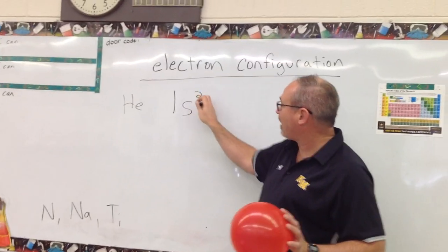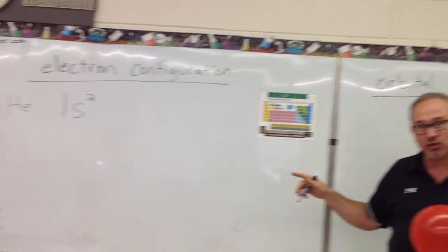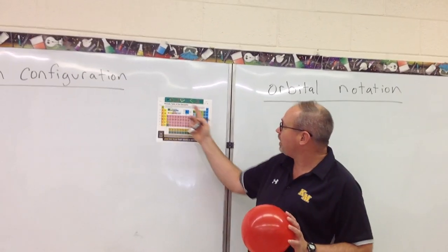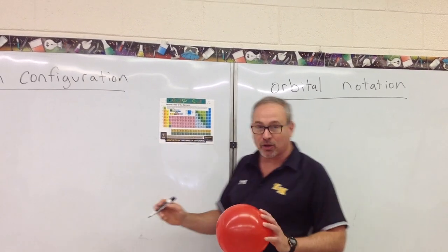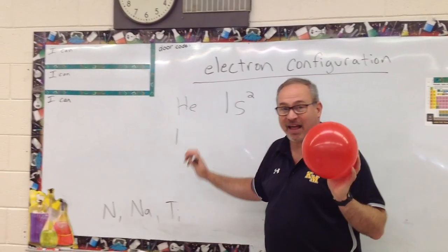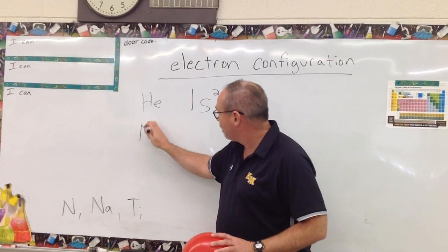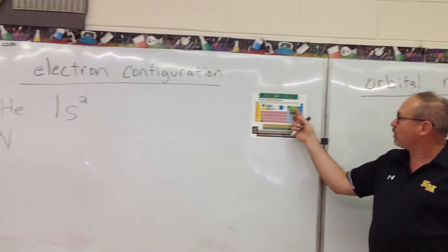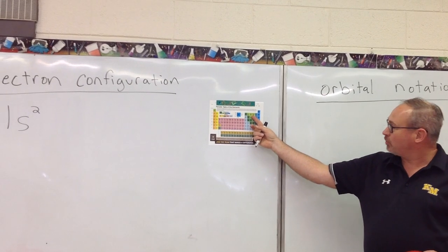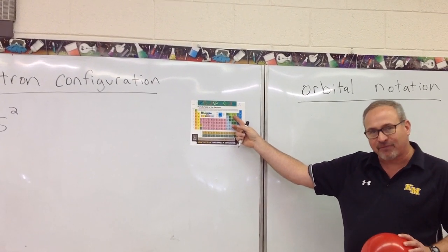Now let's talk about how I got the 2. Notice it's a superscript there. 1, 2 boxes. If you can count, you can do this. So I'm going to try a little bit harder one, and I may even have to get a new balloon out. Nitrogen. So if we were looking at nitrogen, I'm going to go back to my periodic table. So we're looking at element number 7.